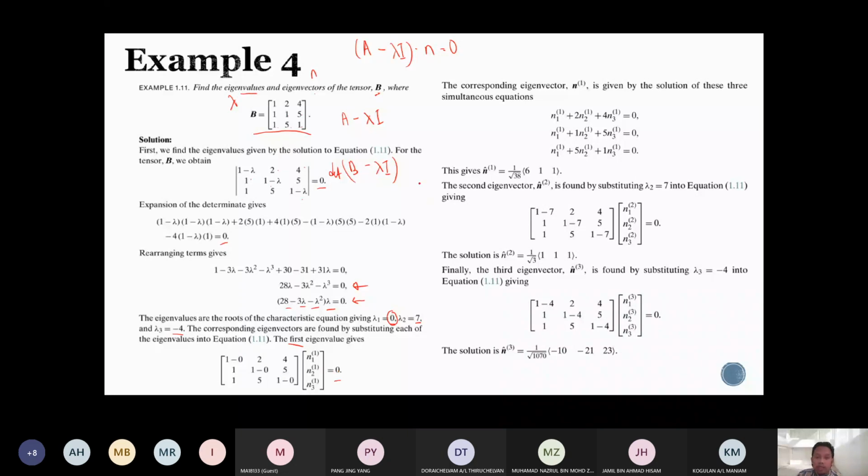And then expand this, you get 3 simultaneous equations. Solve them, and then you end up with this value of n. So you find n1, n2, and n3. So you will end up with this n. Okay, so this is n1, n2, and n3.